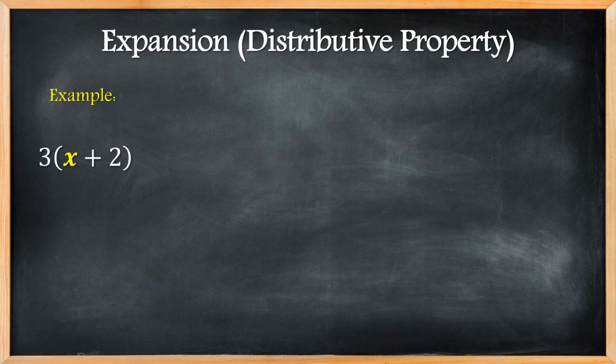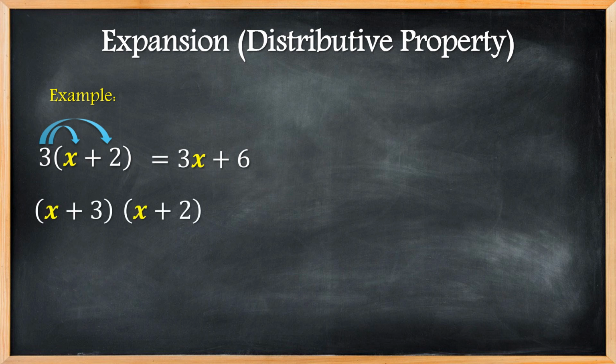Let's apply the distributive property to expand the expression. First example, we start with the expression 3 times x plus 2. Using the distributive property, we multiply 3 by x, which gives us 3x. Then we multiply 3 by 2, which gives us 6. So the expanded form of this expression is 3x plus 6.